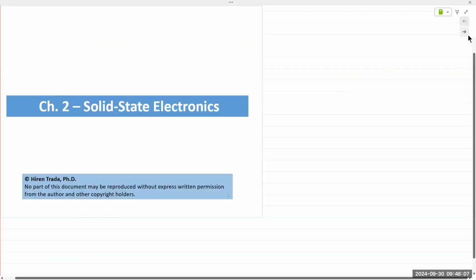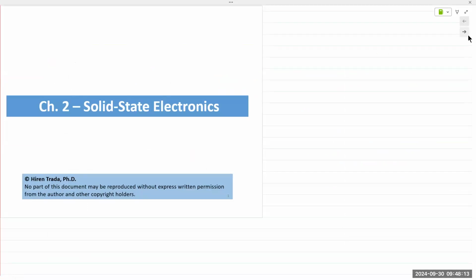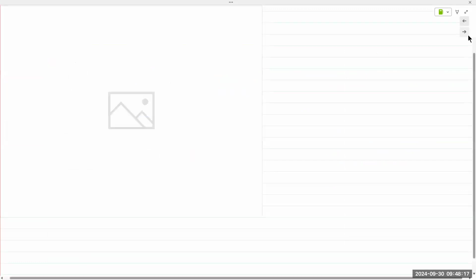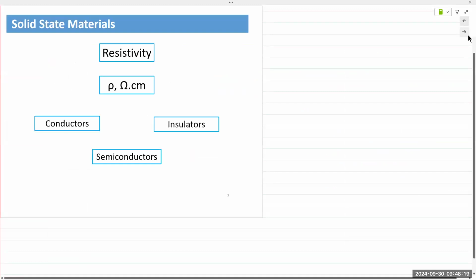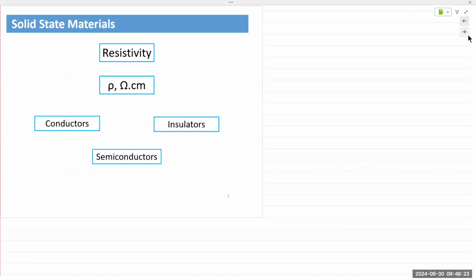Solid state electronics, the foundation of everything that we're going to use for electronic devices. Okay. So electrically speaking, or electronically speaking, we broadly classify everyday materials into 3 categories. One is conductor, the other is insulator, and the third is semiconductors, right? 3 broad classifications.